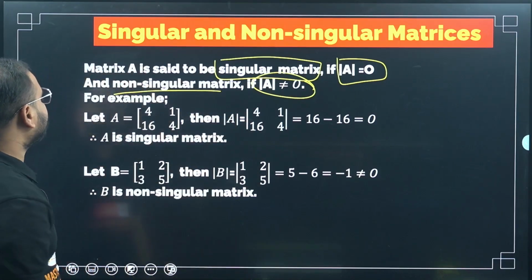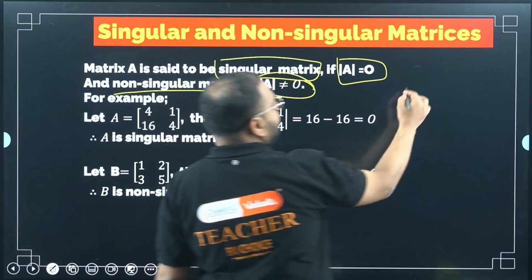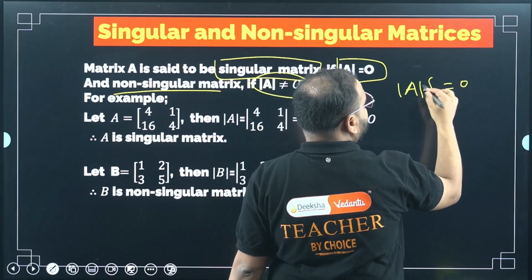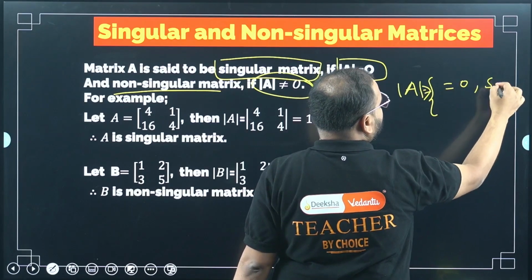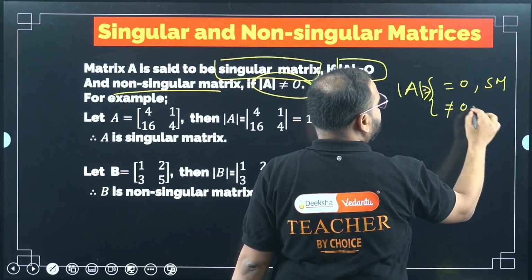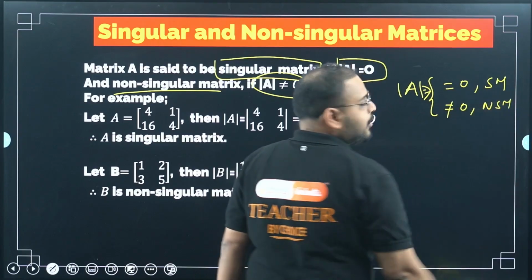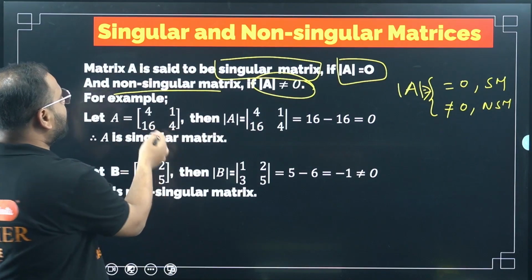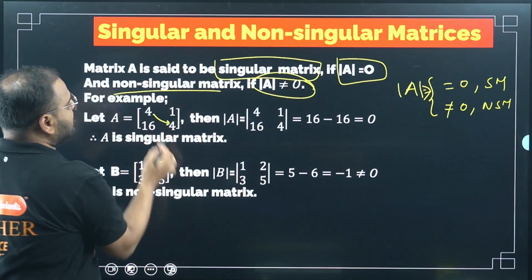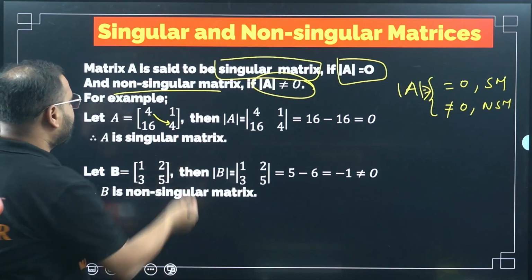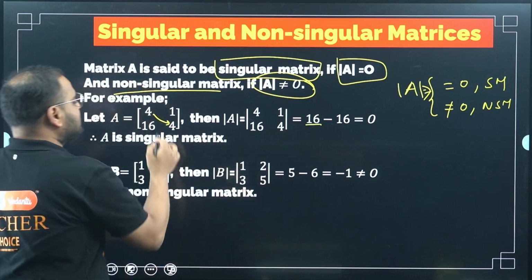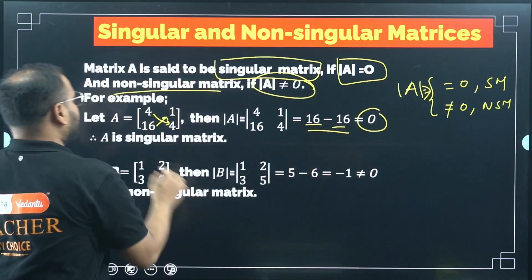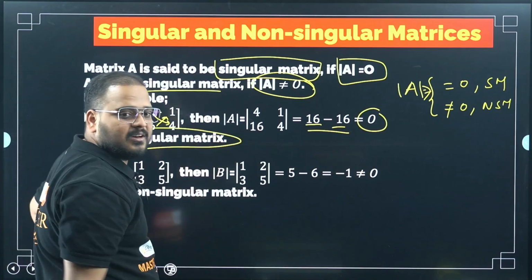Now the examples. If the determinant of A is equal to 0, then it is a singular matrix; if not equal to 0, a non-singular matrix. Checking here, A is given as 4, 1, 16, 4. We are finding the determinant. 4 into 4 is 16. 16 into 1 is 16. The difference is 0. So it is a singular matrix.